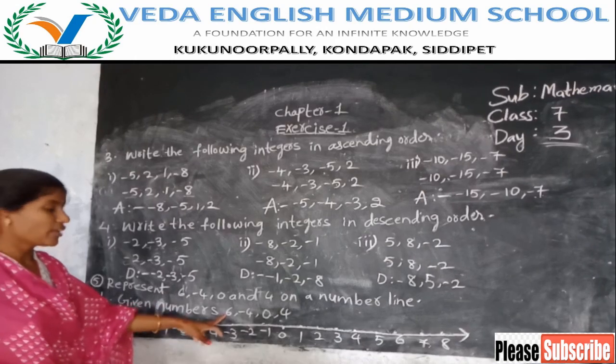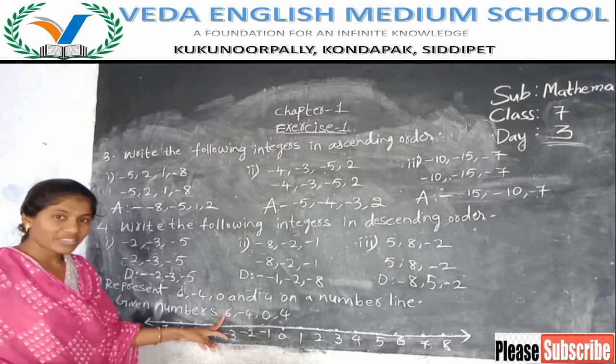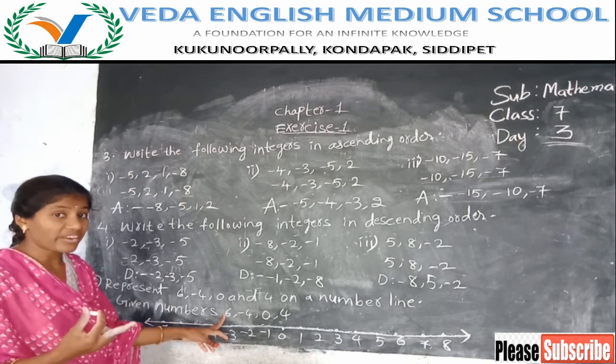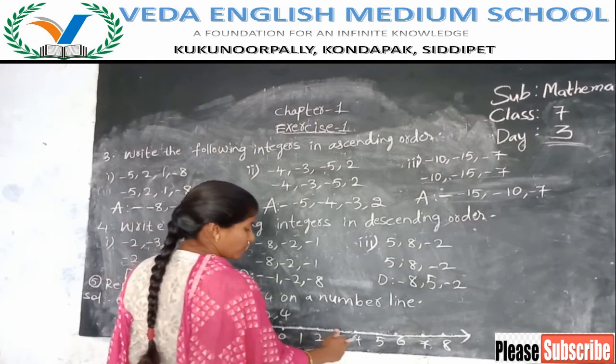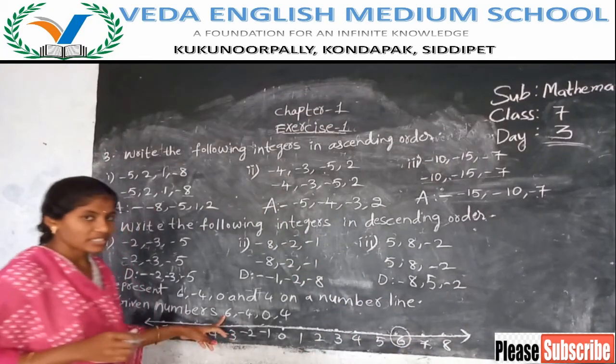Now first we have to represent 6. Is it +6 or -6? Very good, it is +6. Plus means positive. Positive numbers lie on the right side. Now where is 6? 1, 2, 3, 4, 5, 6. Here we have 6. 6 has completed.